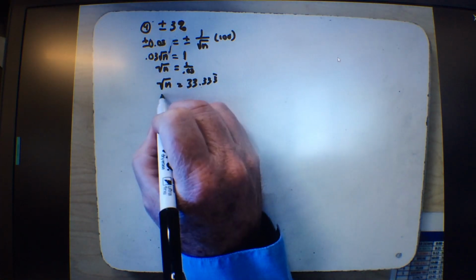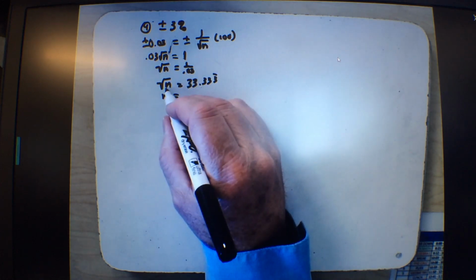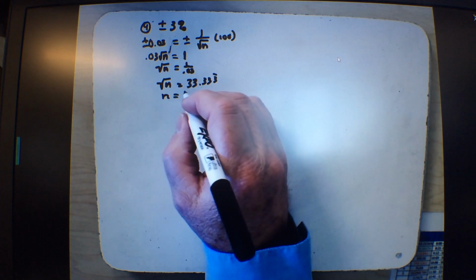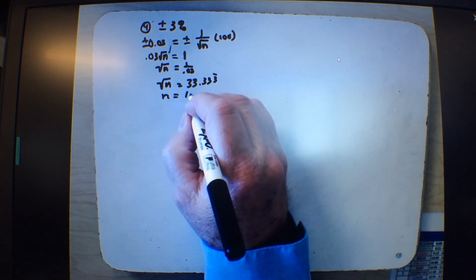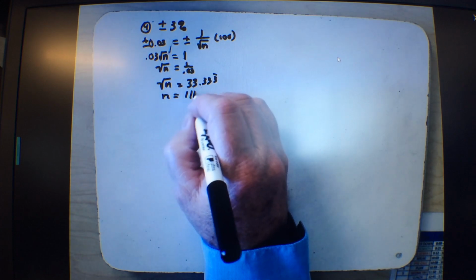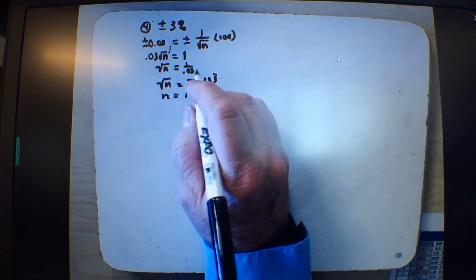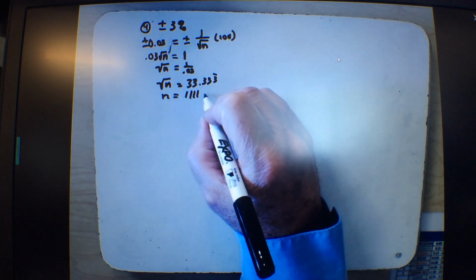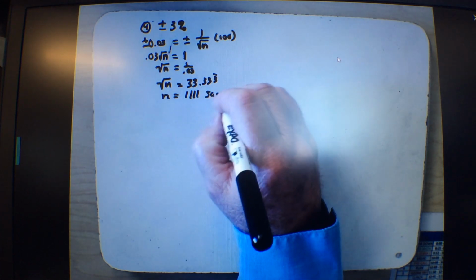Now, square both sides. What do you get for n? Because it's the square root of n, you want n. 1,108.89. They got 1,111. That's what I got. Okay, 0.111. So this is about a 1,111 sample size. Okay?